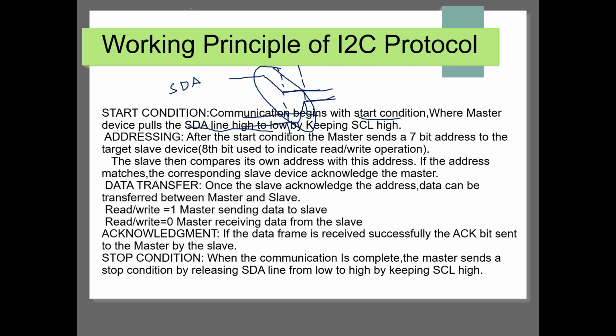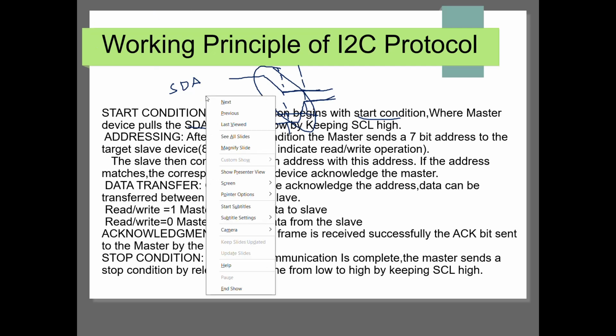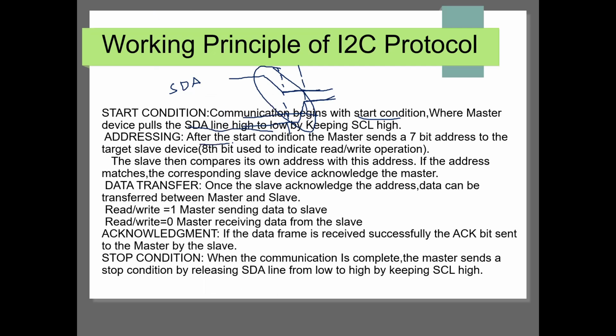Then addressing. As I told you, addressing comes after the start condition, where the master sends the 7-bit address. That means the master is asking who has this address, and the slave needs to respond, saying I am the matching address, so I am the one to communicate with you. Then the communication starts. After the start condition, the master will send the address bits. Why a 7-bit address? Why the delay?